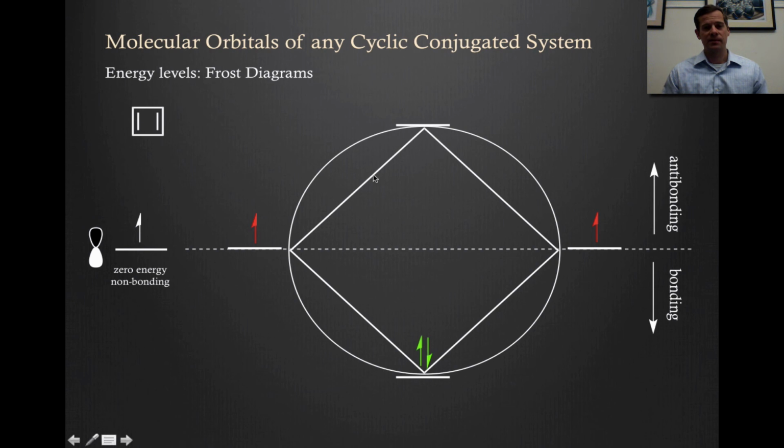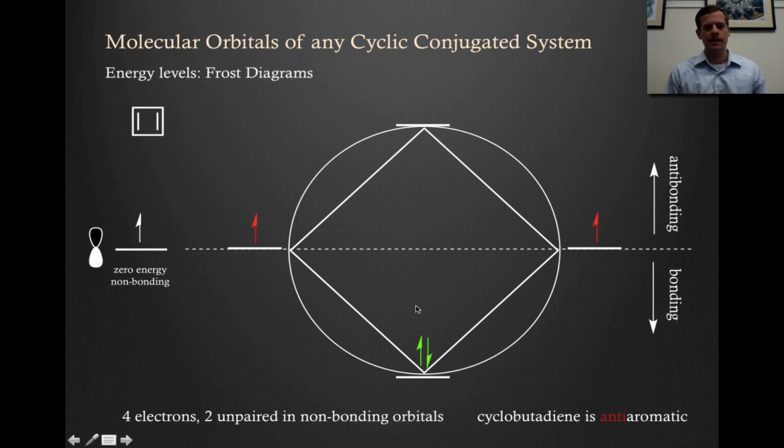So that's why the 4 pi electrons is not one of the Huckel numbers. And so we can see 4 electrons, 2 unpaired in non-bonding orbitals. This is a terrible situation. Cyclobutadiene is extremely reactive, and in fact it's so reactive it's called anti-aromatic, right? So we have aromatic and now we have anti-aromatic. It's sort of like the evil twin of aromaticity, and we're going to talk a little bit in more detail about anti-aromaticity in the next lecture.